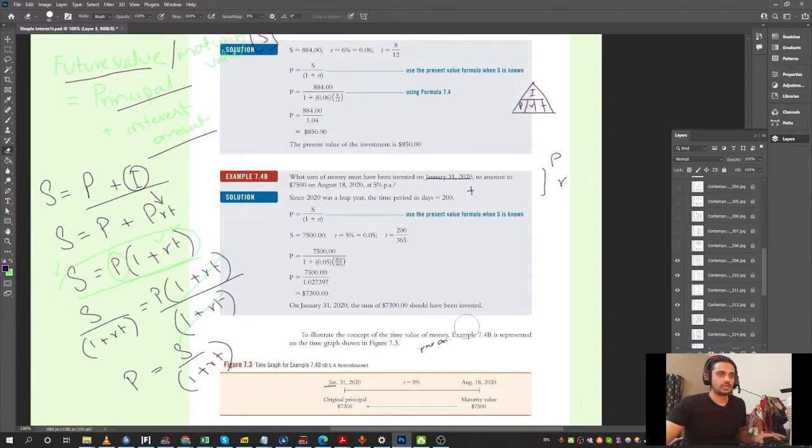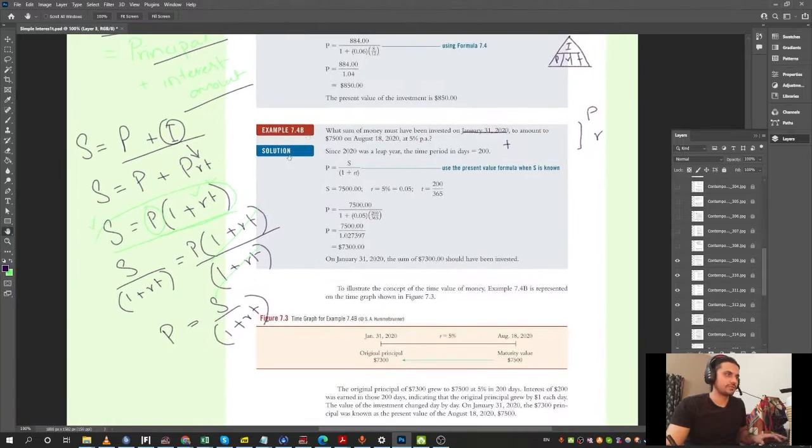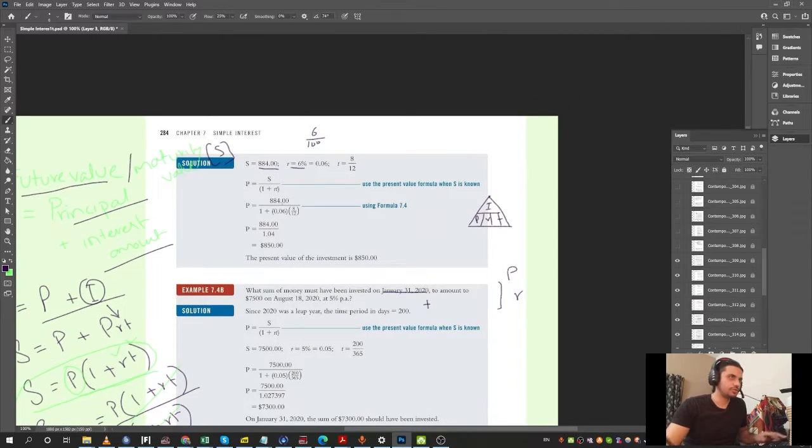So we get S equals 884, which is the future value. R equals 6%, the rate of interest, which ends up being 6 over 100, which is 0.06, and T equals 8 months, so it's going to be 8 over 12. Now all they do is apply this formula that we just came up with here. P equals S divided by 1 plus RT, principal or present value equals S over 1 plus RT. And you just plug the numbers in, 884 in place of S, 1 plus 0.06 times 8 over 12.